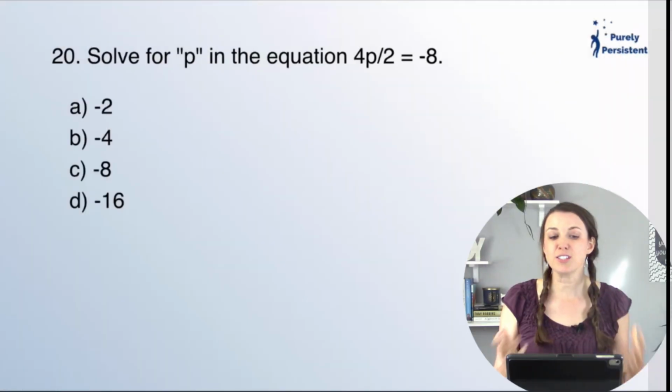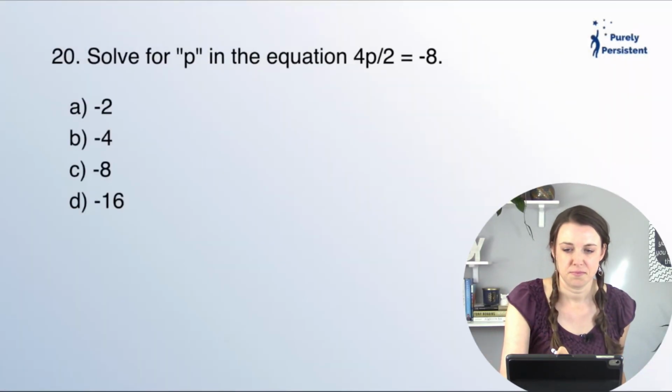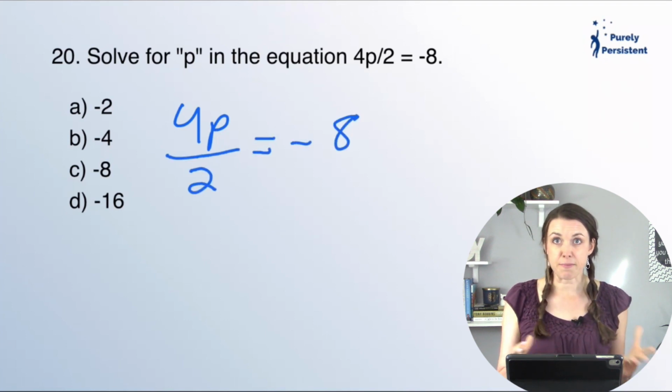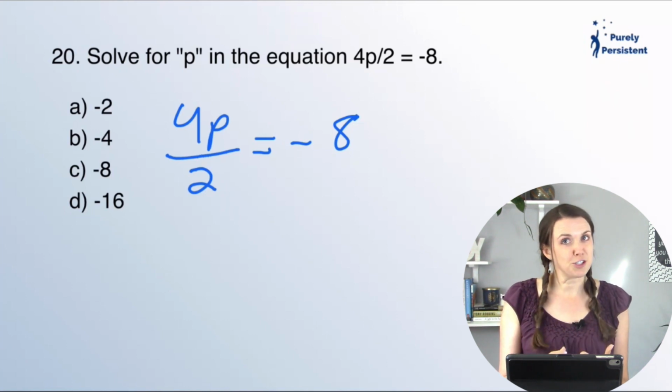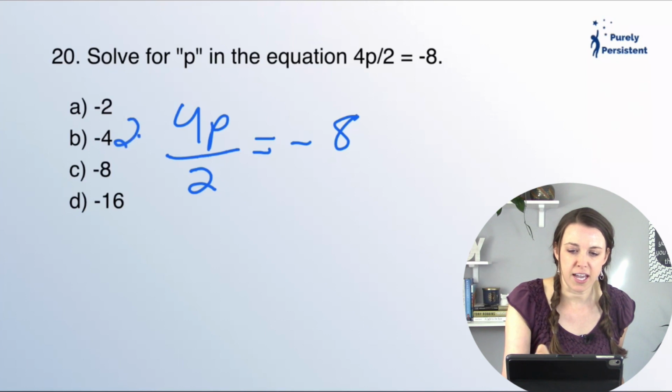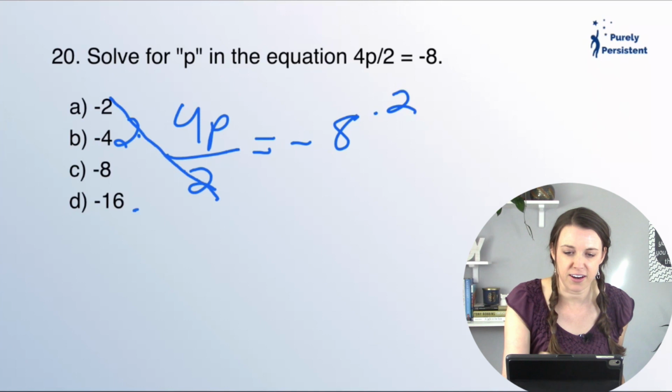Solve for P in the equation. So I have 4P divided by 2 equals -8. All right, remember, the opposite of division is multiplication. So I'm going to multiply both sides by 2, right? So the 2 is going to cancel out right there.